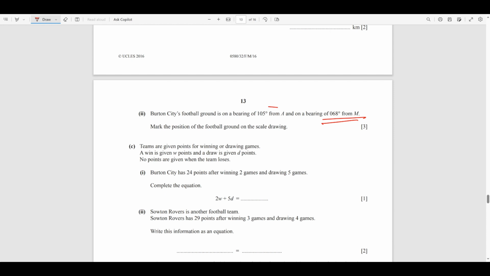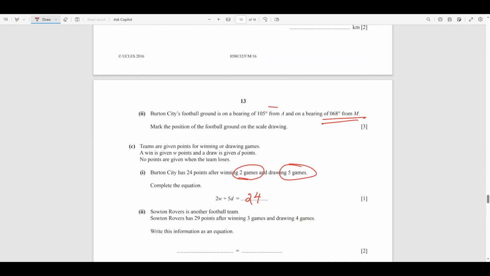Complete the. All right. So 2 games are won, right? So 2 times W, and 5 games have been drawn. So 5 times D. This together is 24 points, right? Let's see. 24 it is. Fine.